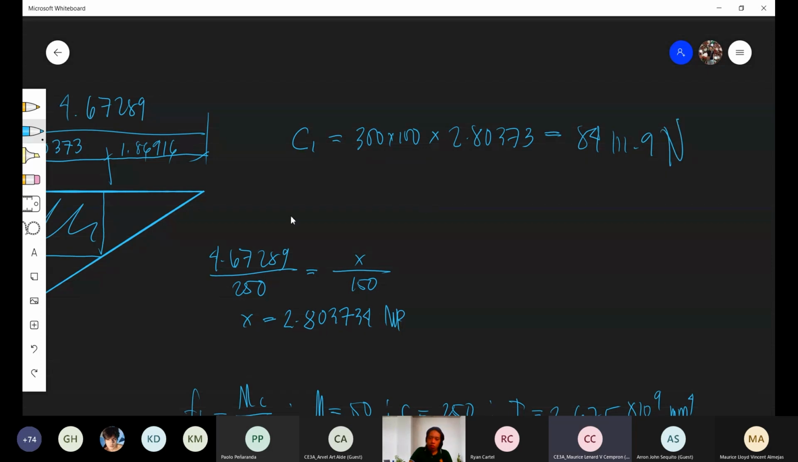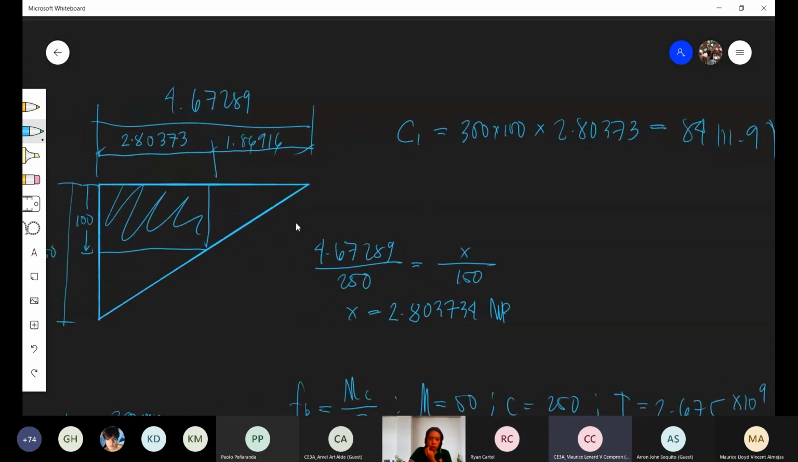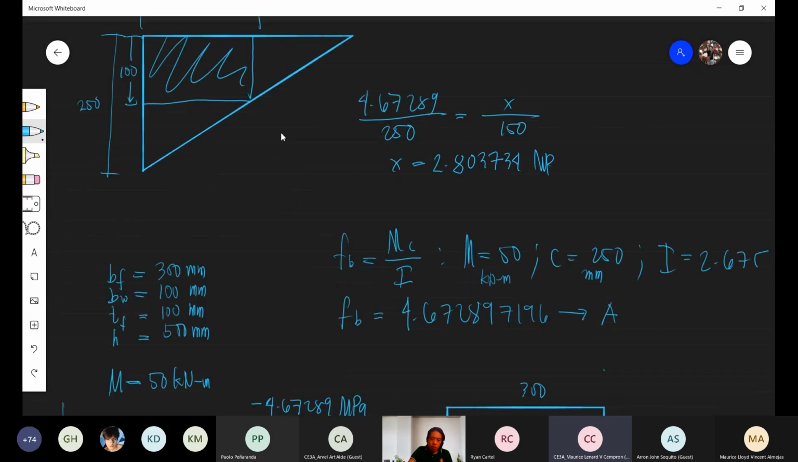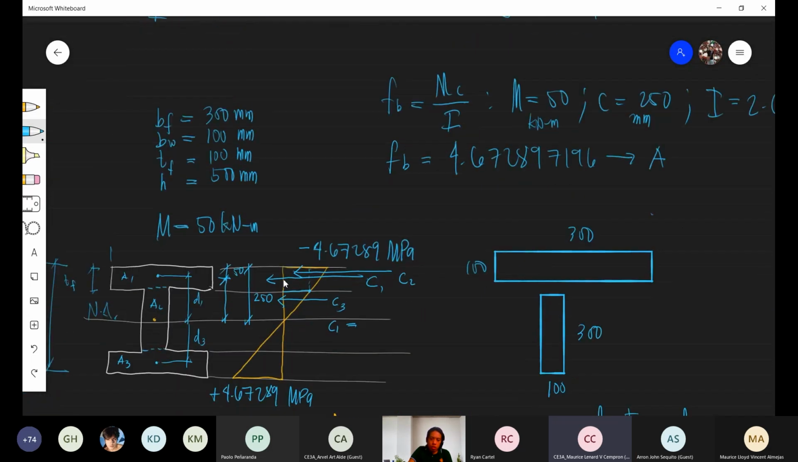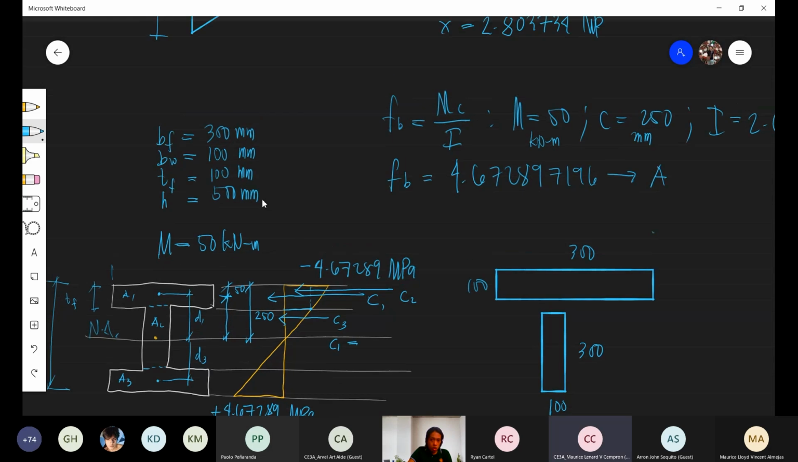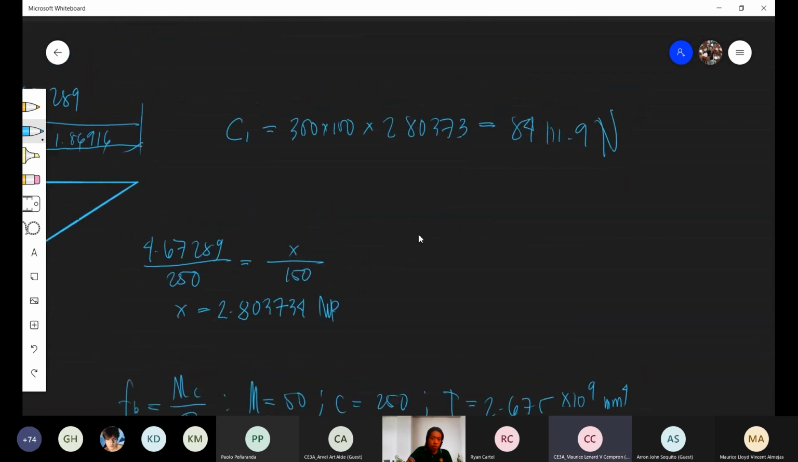300 times 100, mm times mm is mm squared. Megapascal is Newton over mm squared. Since 300 times 100 is mm squared, the mm squared cancel.